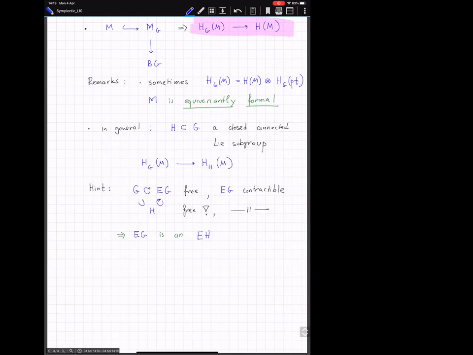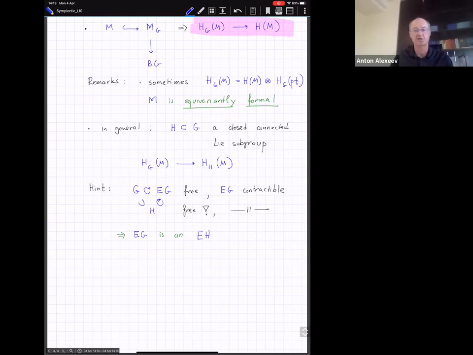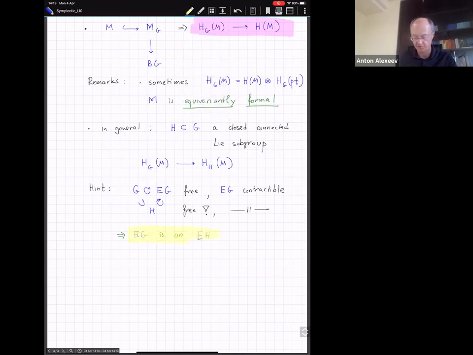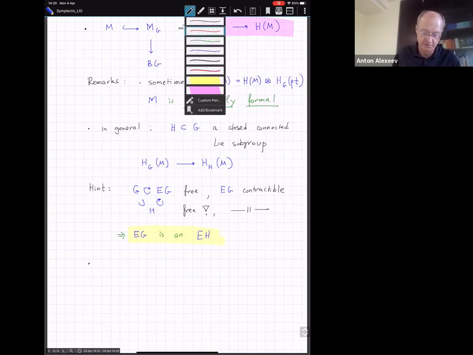So EG, you can use it as a universal bundle for H bundles, right? So this shows that it's not really unique. So you can use that to construct natural maps from G equivariant cohomology to H equivariant cohomology. Right. Now maybe the last thing I want to tell you from the general theory.